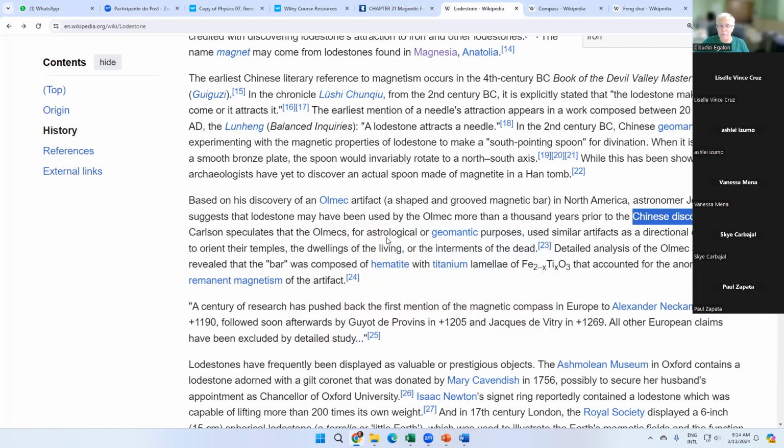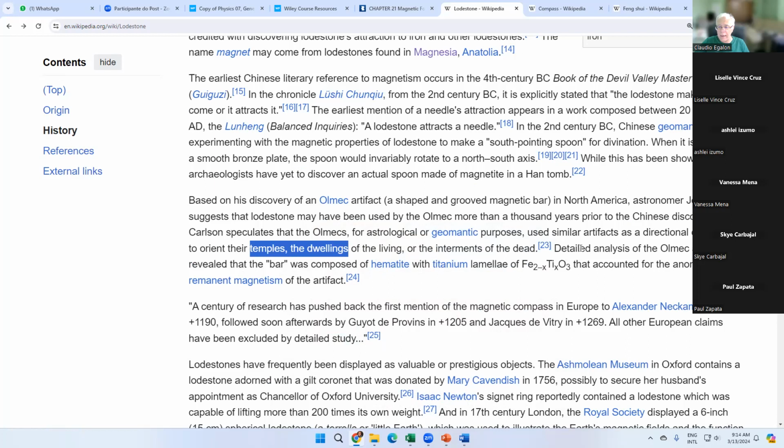Carlson speculated the Olmecs used similar artifacts for astrological or geomantic purposes, as a directional device or to orient their temples. See that? Just like the Feng Shui, right? The dwellings of the living or the interments of the dead.